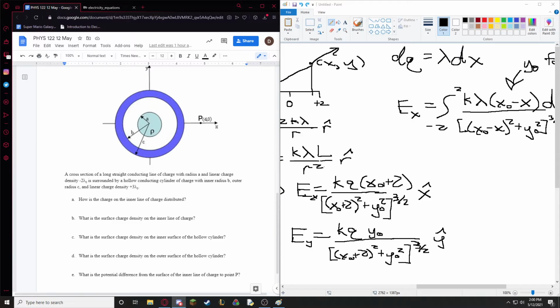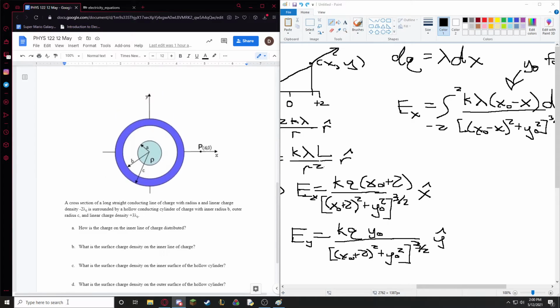So first thing I want to know is, how is our charge on the inner line of charge going to be distributed? Anyone want to shout it out? What is our charge going to look like on our inner line of charge?